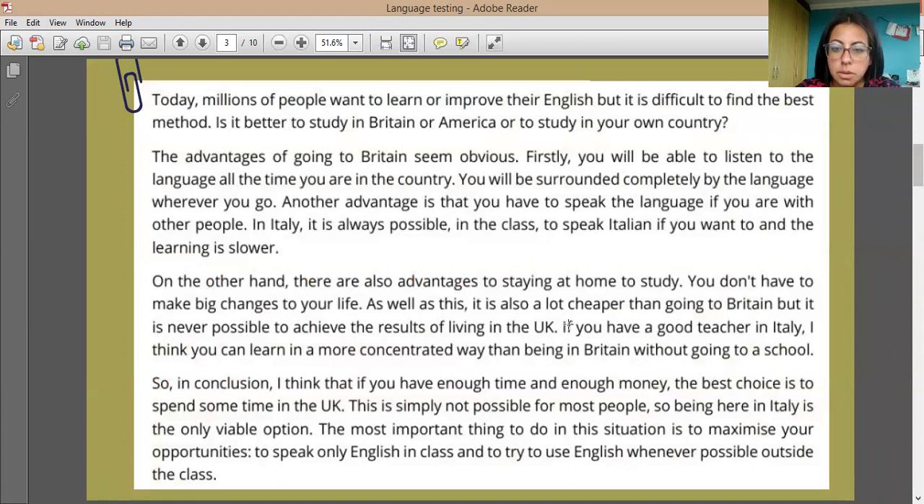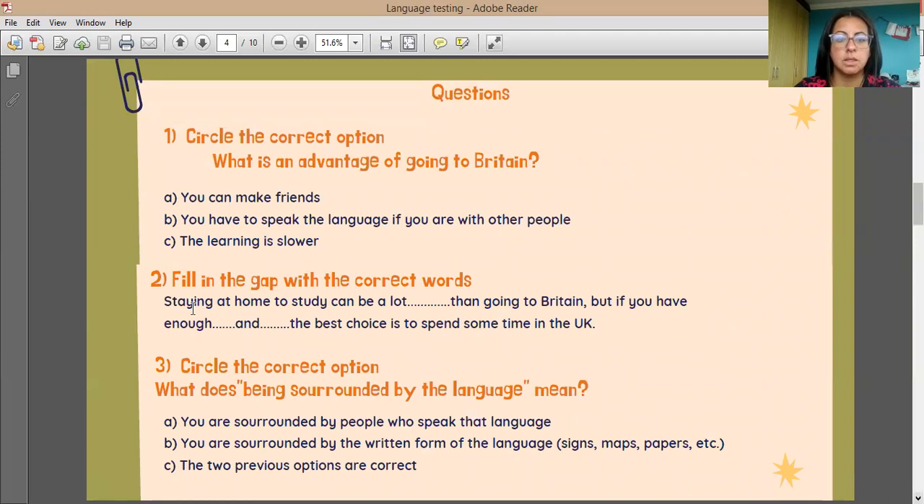Here you have, you can learn here. On the other hand, there are also advantages to staying at home to study. You don't have to make big changes in your life, as well as this. It is also a lot cheaper than going to Britain. So it's not exactly the same. It changes, so it can be more difficult.